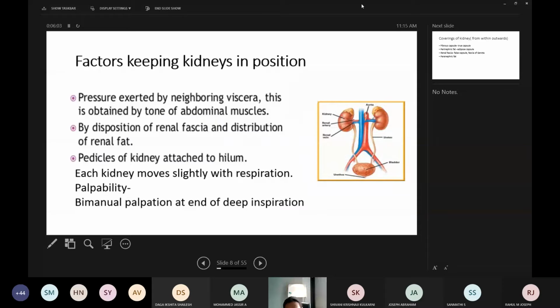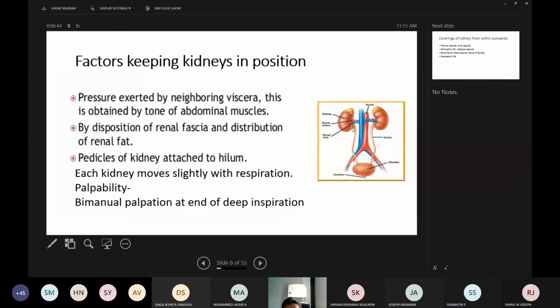Then kidneys are present on the posterior abdominal wall in the upper part, in the lumbar region and hypochondriac region. Some factors maintain the position of the kidneys. These are the pressure exerted by the neighboring viscera. Numerous organs are present anterior to the kidneys. The pressure exerted by them is in turn obtained by the tone of the abdominal muscles, by the disposition of the renal fascia, that is, the different coverings of the kidneys, and by the distribution of the renal fat.